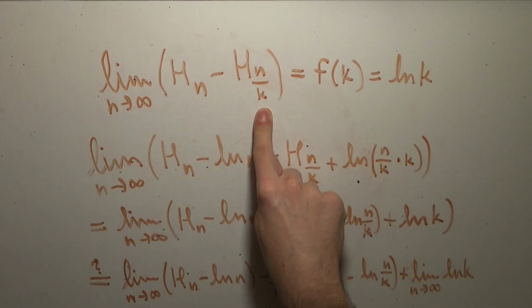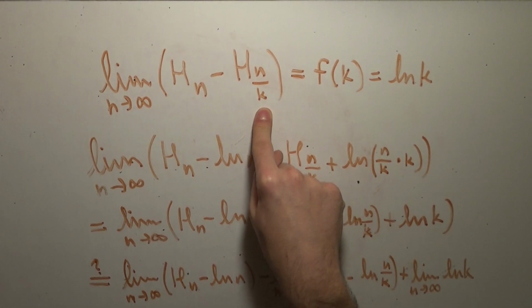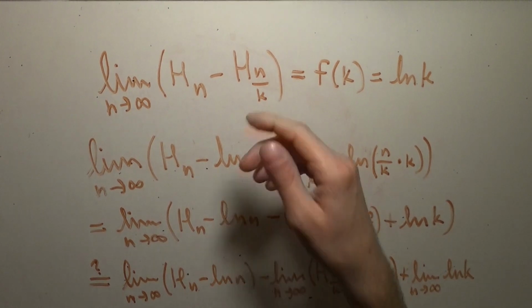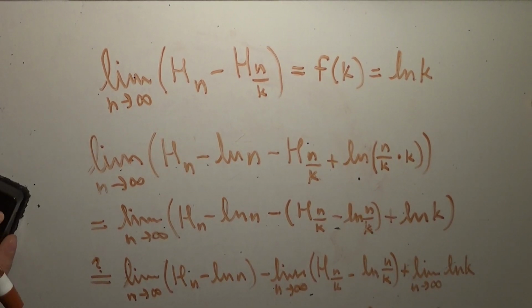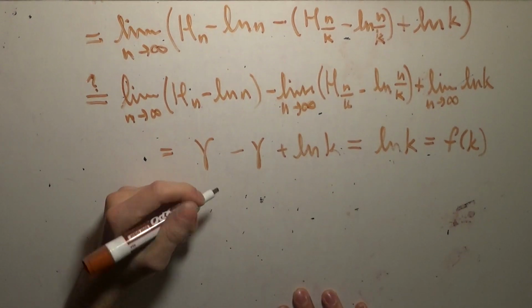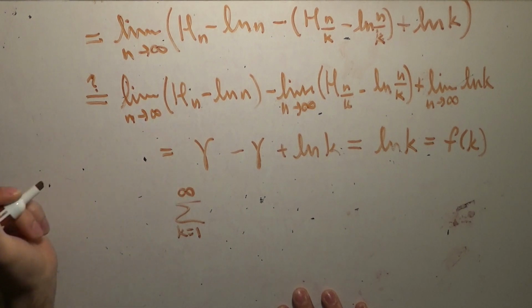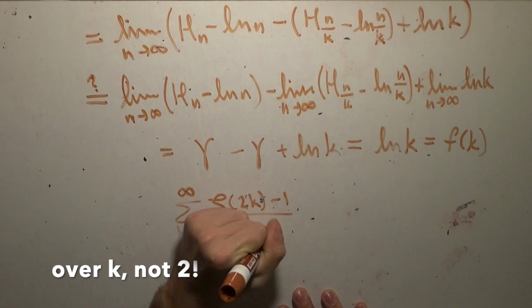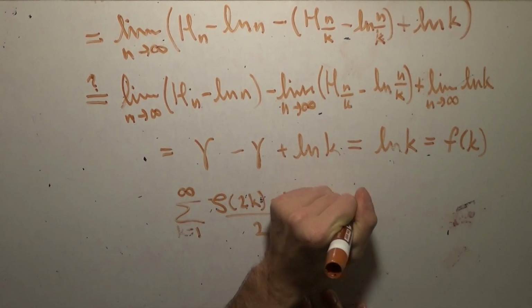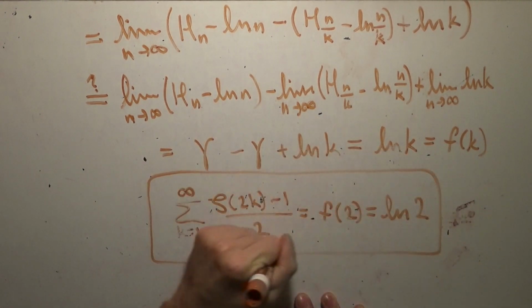If you take off every term from 1 to n over k in the harmonic series, and then you take that away from the nth harmonic number, and then let n go to infinity, you end up with the natural logarithm of k. What does that tell us? I'm getting all excited. That tells us that our series, from k equals 1 to infinity of zeta of 2k minus 1 over 2, which we know to be equal to f of 2, is just equal to the natural logarithm of 2. That's an amazing result. That's truly awesome, right?